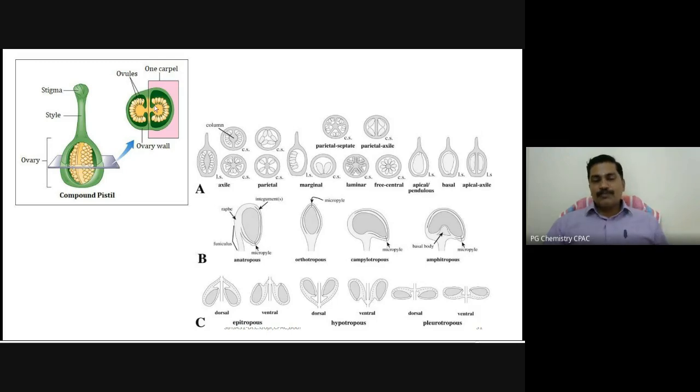The arrangement of the ovules on the placenta varies from plant to plant. If it is axile placentation, all the ovules are attached to the center. This is the LS of the ovary. This is the CS, cross section of the ovary. When you take the cross section of the ovary, you find that the ovules are attached to the center part, which is called axile placentation.